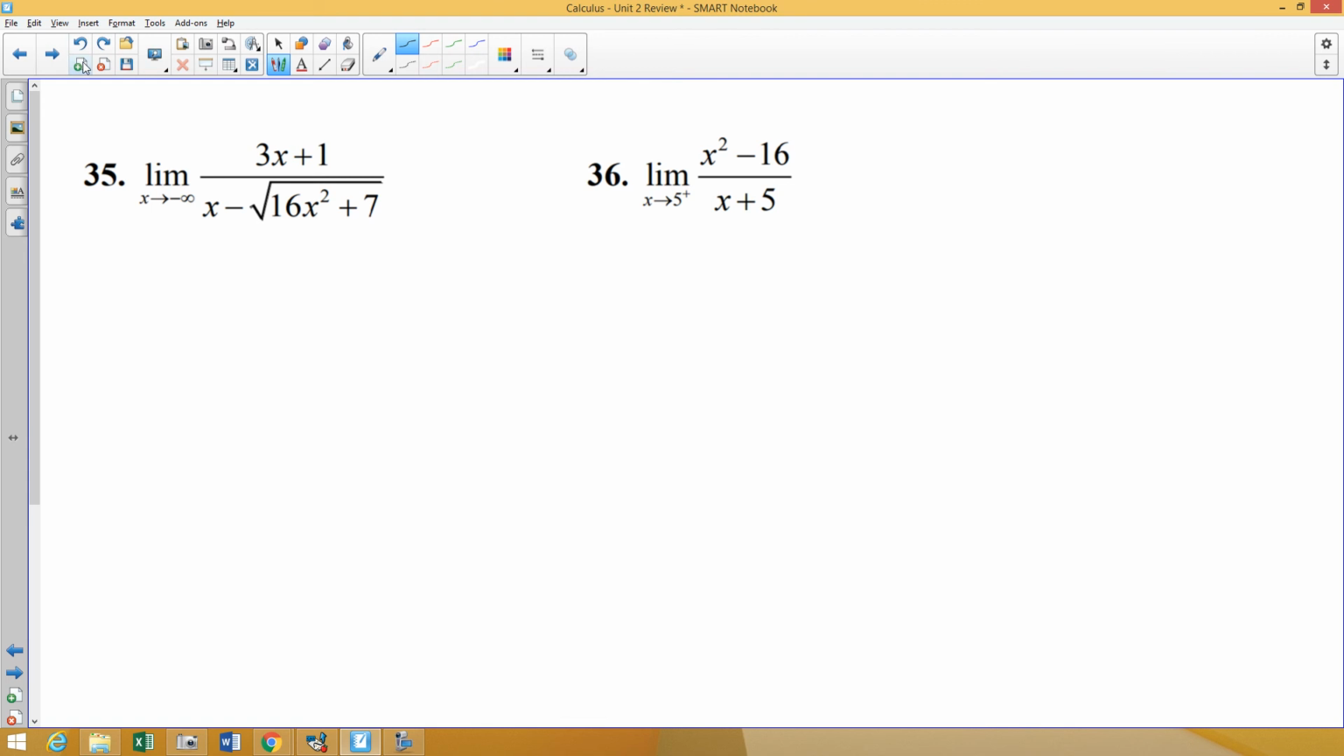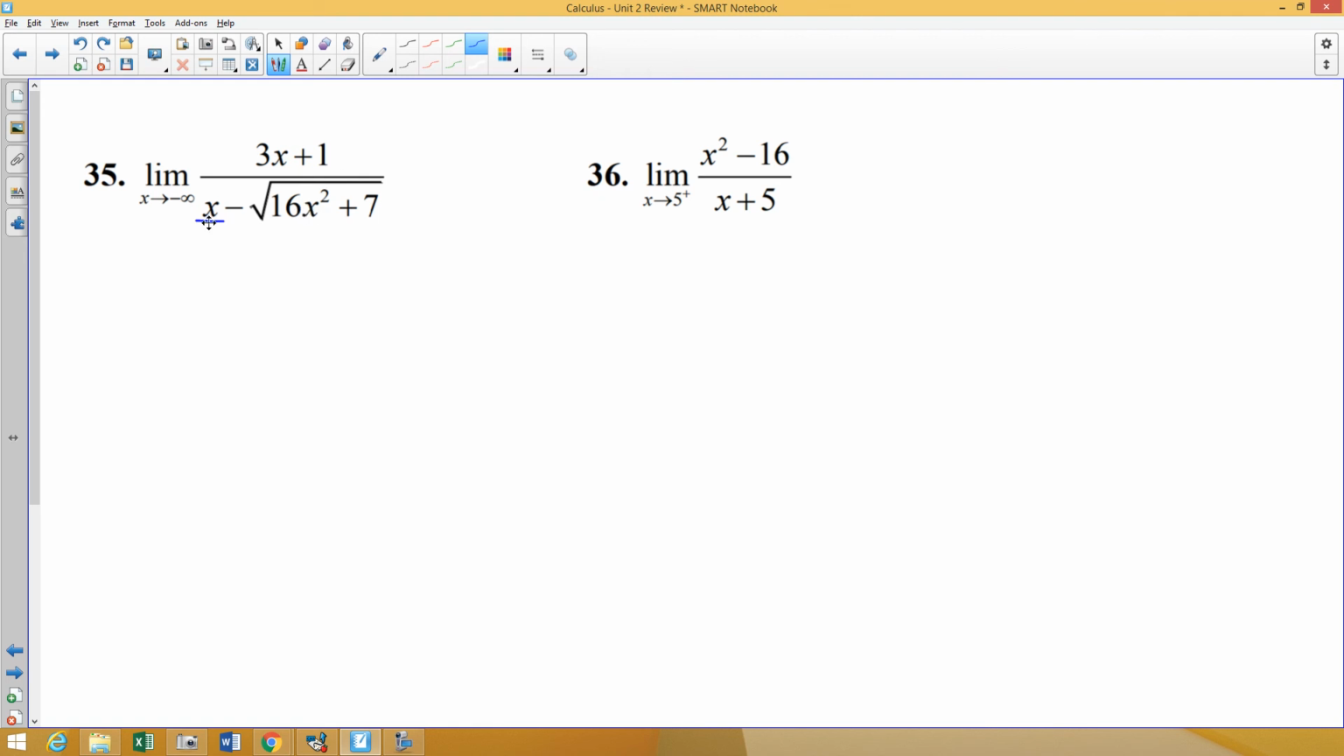Oh, too far. Number 35. Okay, another one, x is approaching infinity. This time it's negative infinity, but x is approaching infinity. And all I need is x's in the top and bottom, which I have. Do not use conjugates here because I already have variables in the numerator and denominator. I'm going to divide everything by the high power of x.